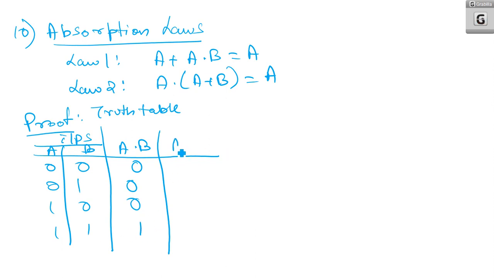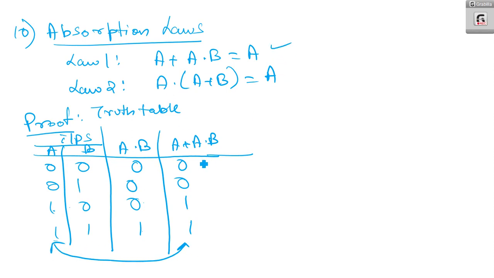Now A or A and B. What do we get? 0 or 0, 0. 0 or 0, 0. 1 or 0, 1. 1 or 1, that is 1. So here what you can see is that the first column matches with this column. That proves the first law.